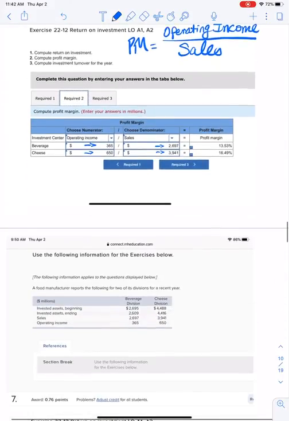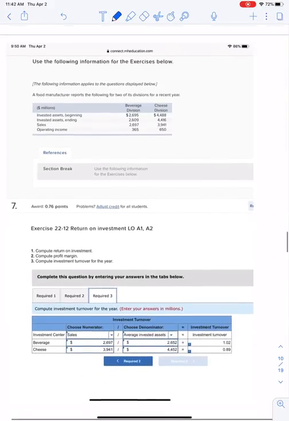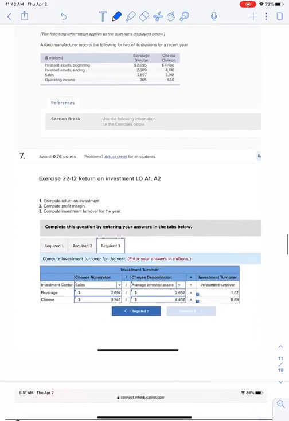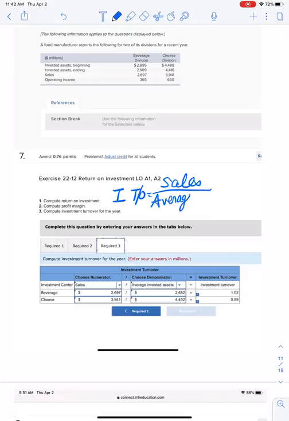Okay, so now for number 3, we're going to compute investment turnover for the year. I'm going to abbreviate this as ITO, so investment turnover. And that is going to be equal to my sales divided by my average invested assets.